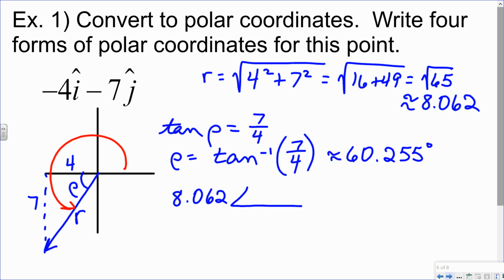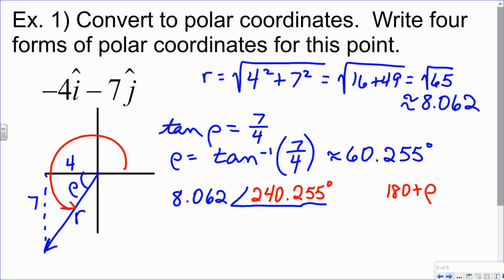How do I get that? Helen. So I'm going to take 180 plus my rho so that I get 240.255 degrees.